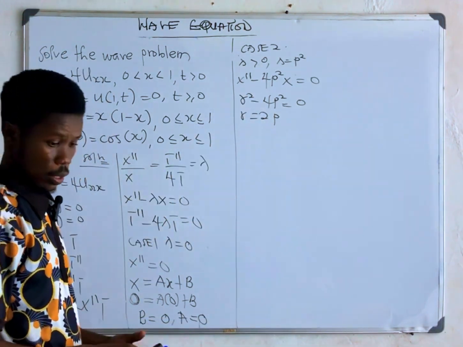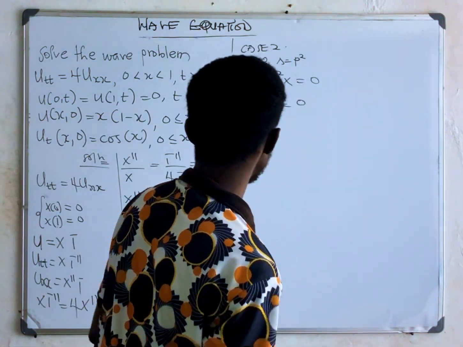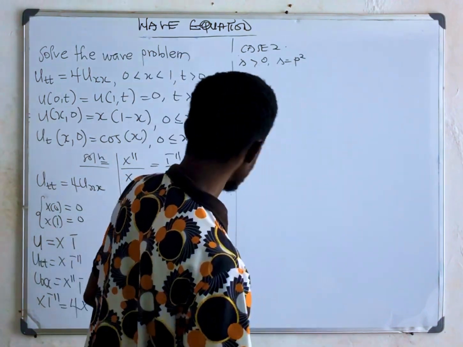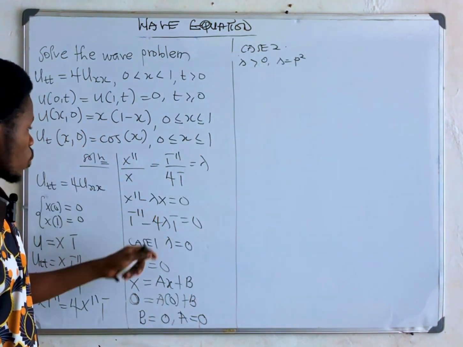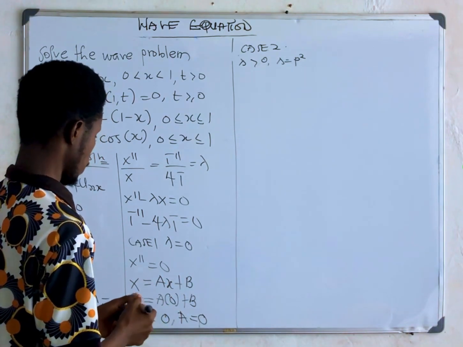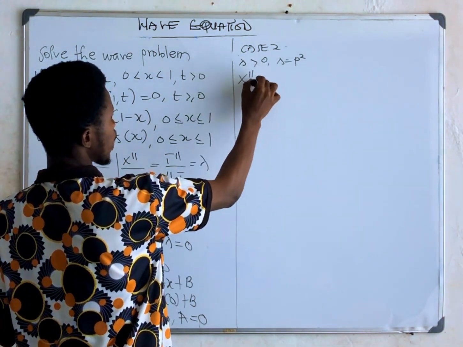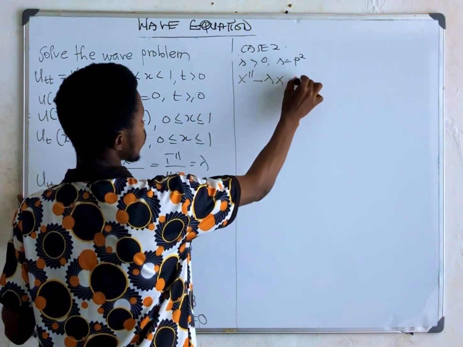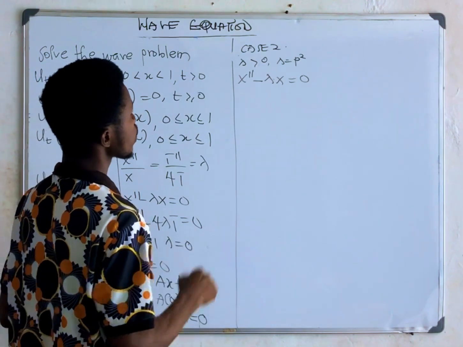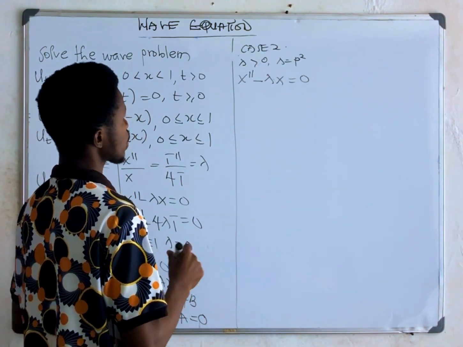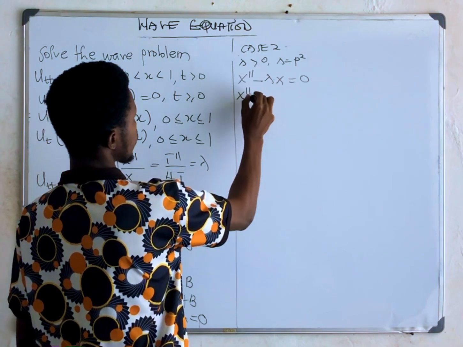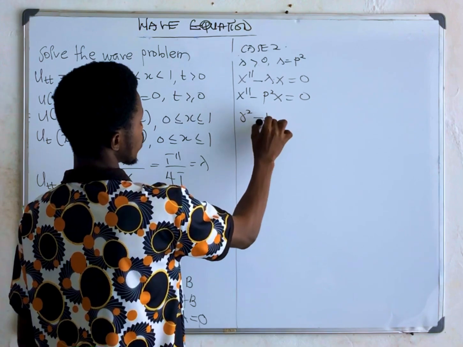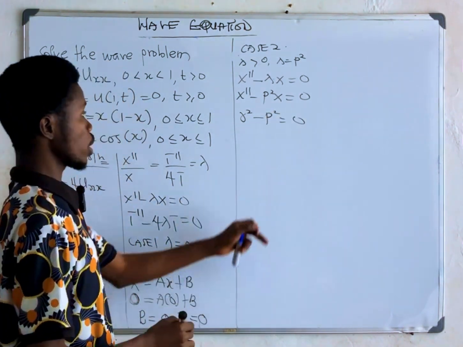I'm rather using the T here. This place shouldn't be like that, so let me correct it. For the X, there's no 4 there. So it's supposed to be X double prime minus lambda X equals 0. And now our lambda is p squared. So I'm going to have X double prime minus p squared X equals 0. So I have r squared minus p squared equals 0, right? So this is what you're going to have.